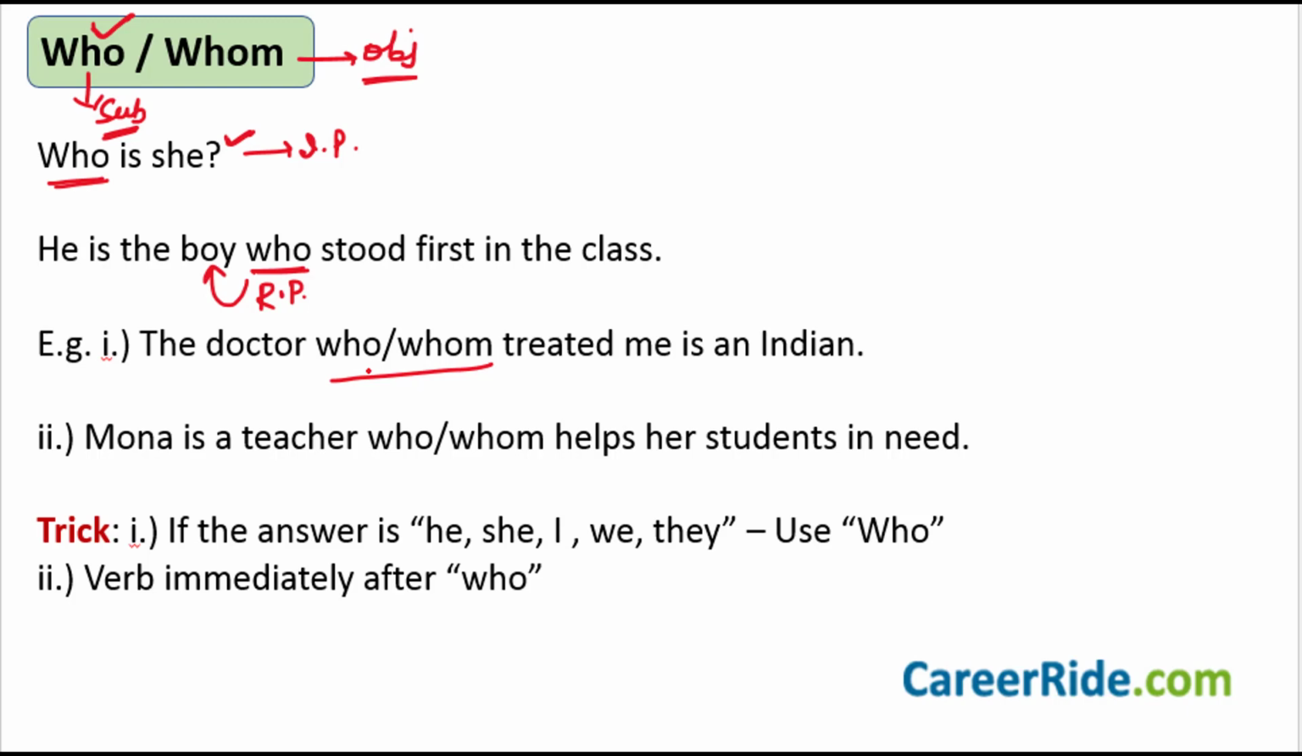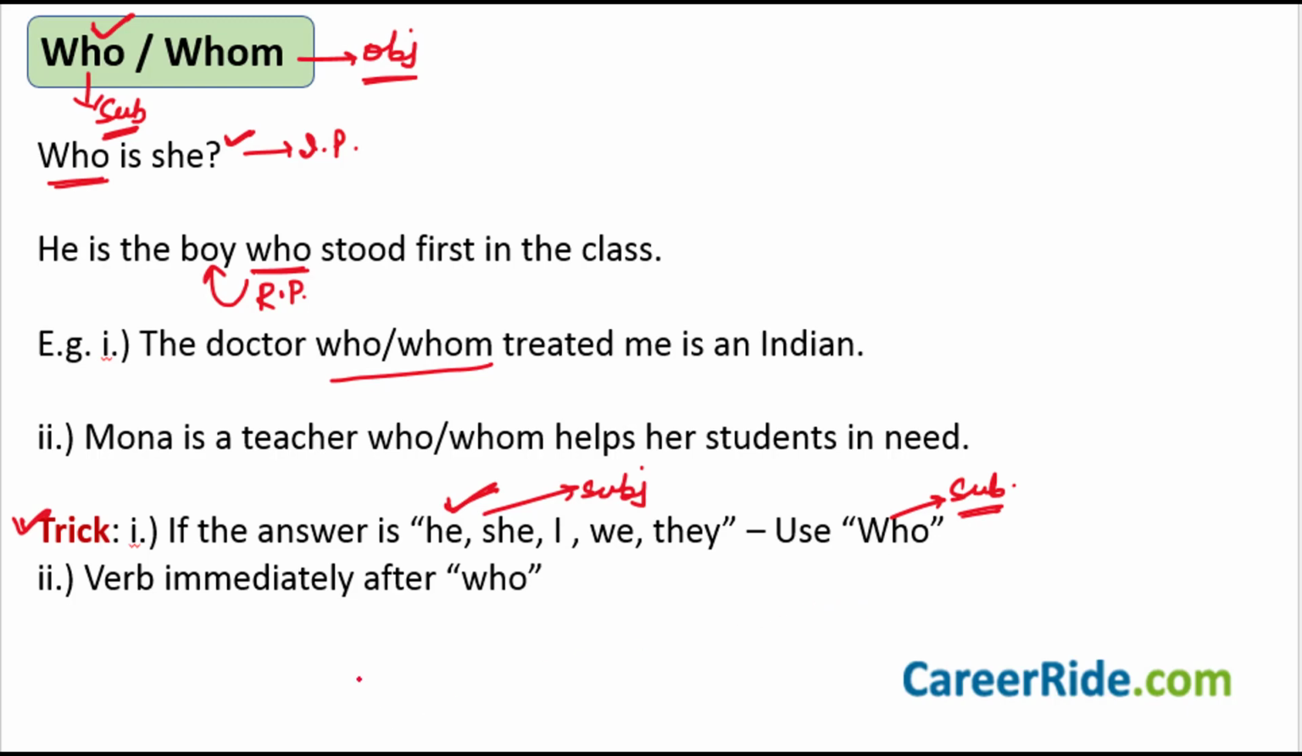Now see, I'll give you a very easy trick to identify this. So if the answer to your question comes out to be he, she, I, we, they, when you ask the question, who did this? Who was he? If your answer comes out to be he did this, it was he, okay? In that case, what would you do? You would use the subjective case because these are what? These are the subjective cases of pronouns. So you will use a subject, right? That is who. This is the first thing to know.